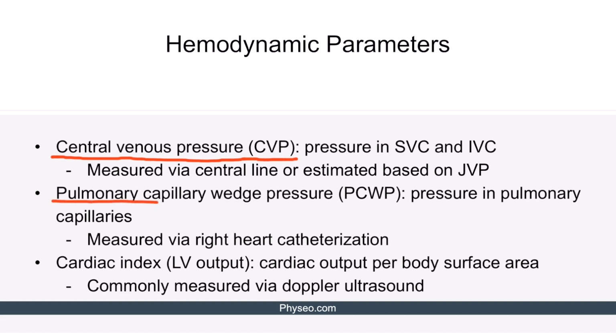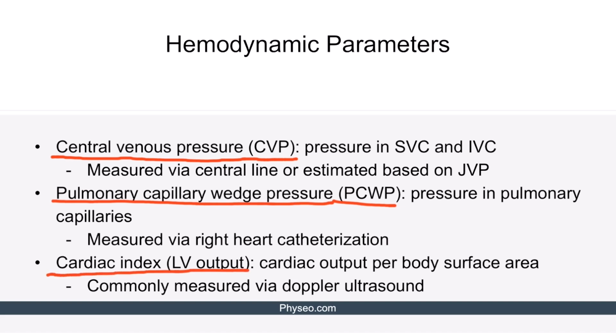Now, pulmonary capillary wedge pressure, or PCWP, is the pressure in the pulmonary capillaries. And you measure this via right heart catheterization with a Swan-Ganz catheter. And the pulmonary capillary wedge pressure is approximately equal to the left atrial pressure, and it's directly proportional to the left-sided preload, which is why the Swan-Ganz catheter can find out the pulmonary capillary pressure, because it's basically equal to that right atrial pressure.